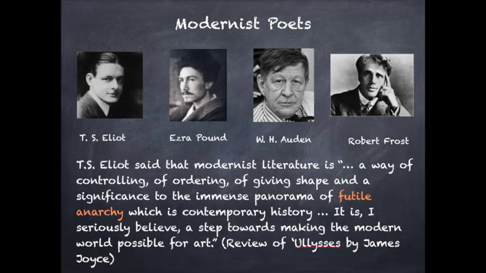T.S. Eliot said that modernist literature is a way of controlling, of ordering, of giving shape and significance to the immense panorama of futile anarchy which is contemporary history. It is, I seriously believe, a step towards making the modern world possible for art. And this was something that he wrote in a review of Ulysses by James Joyce.